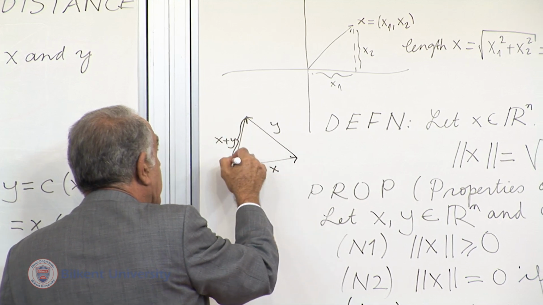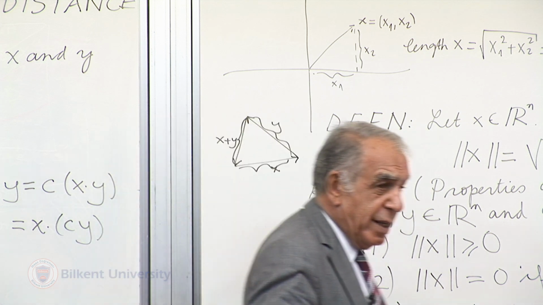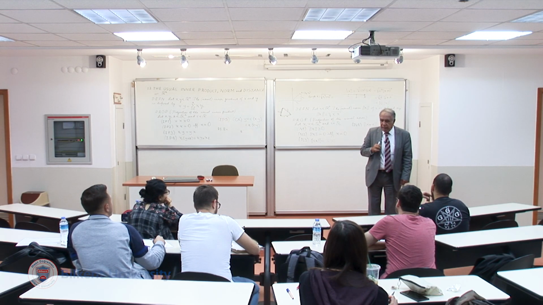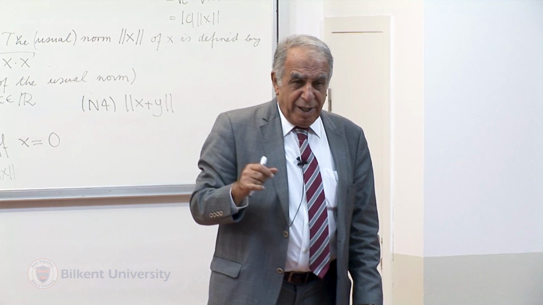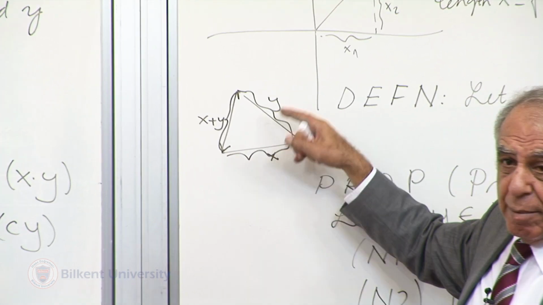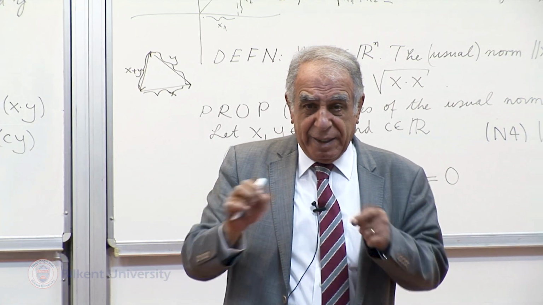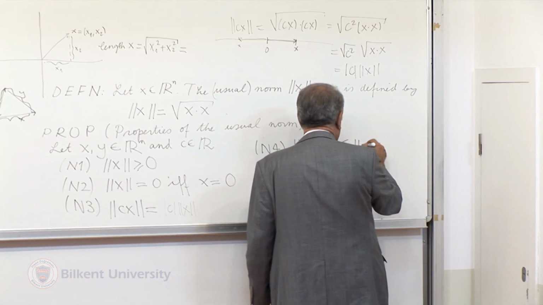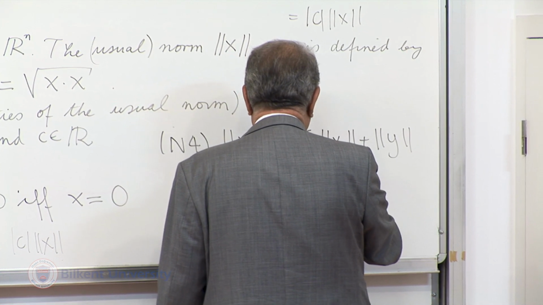But now the norm of x plus y, that's the length of this edge, the norm of x is the length of this edge, and the norm of y is the length of this edge. Now, we're comparing the sum of the lengths of two edges in a triangle with the third edge. But in a triangle, the norm of x plus y is always less than or equal to the sum of these lengths. Well, in fact, they may be equal to each other, but then we'll have a degenerate triangle. That is, everything lies on one line. Okay? So this is less than or equal to the norm of x plus the norm of y, and this is referred to as the triangle inequality.